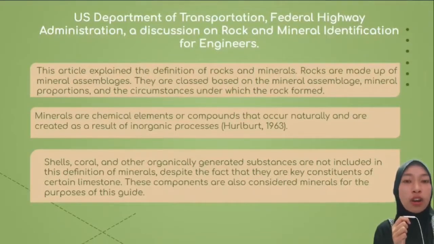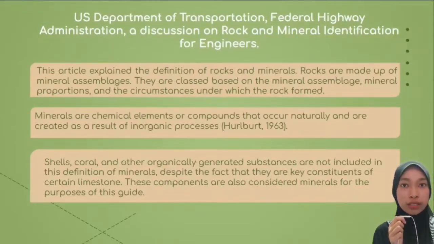Minerals are chemical elements or compounds that occur naturally and are produced by inorganic processes, according to Halbert 1963. Despite the fact that shells, coral, and other biologically produced materials are important components of certain limestone, they are not considered minerals under this definition. For the purposes of this guide, these components are also referred to as minerals.